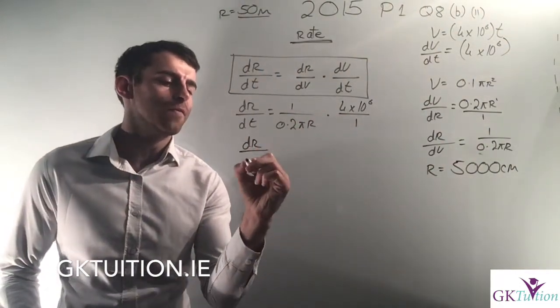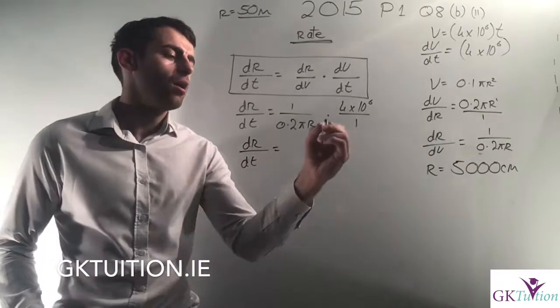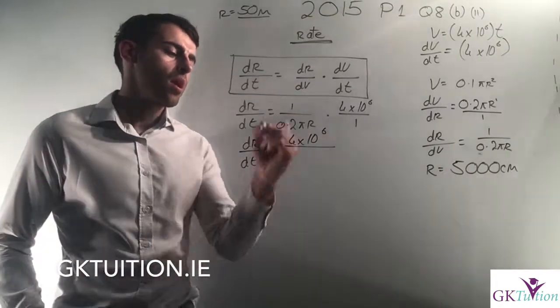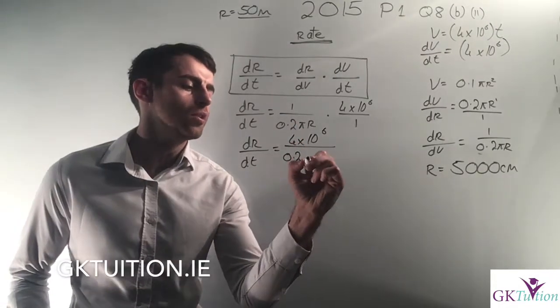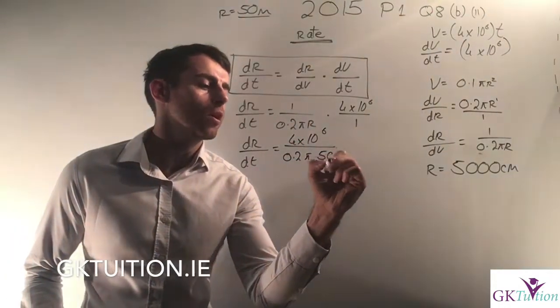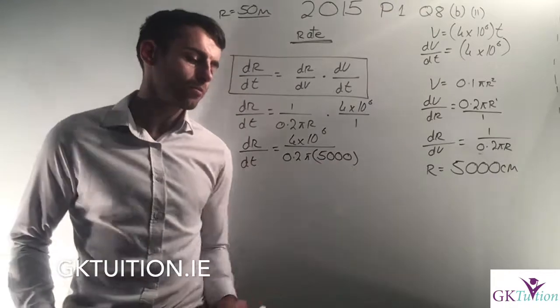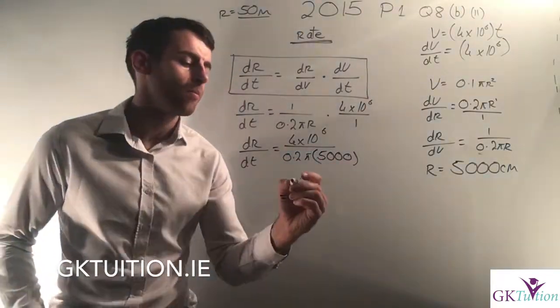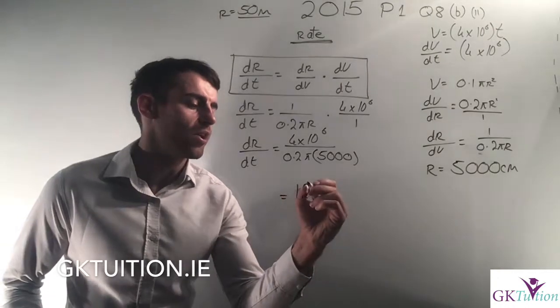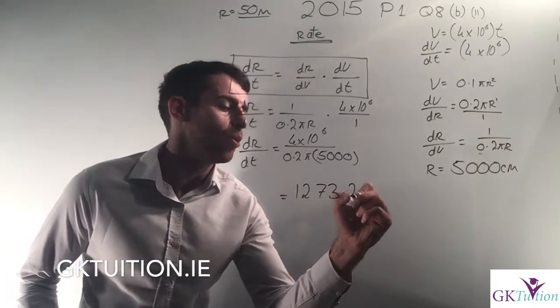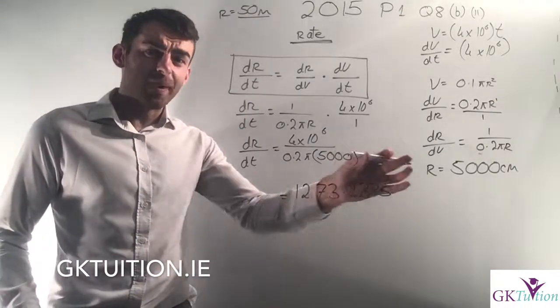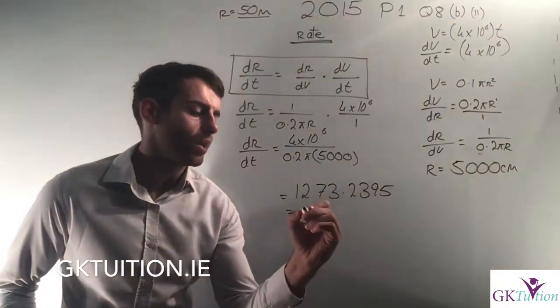Which means in this case, my final answer, dr/dt, well on the top I just have 4 multiplied by 10 to the power of 6. And on the bottom I have 0.2 pi, and instead of r, I'm going to sub in 5,000. Now all we have to do here is just plug all of this straight into our calculator. And if you plug it into your calculator, you get 1273.2395. So the question doesn't specify here, so let's round it off to 2 decimal places.